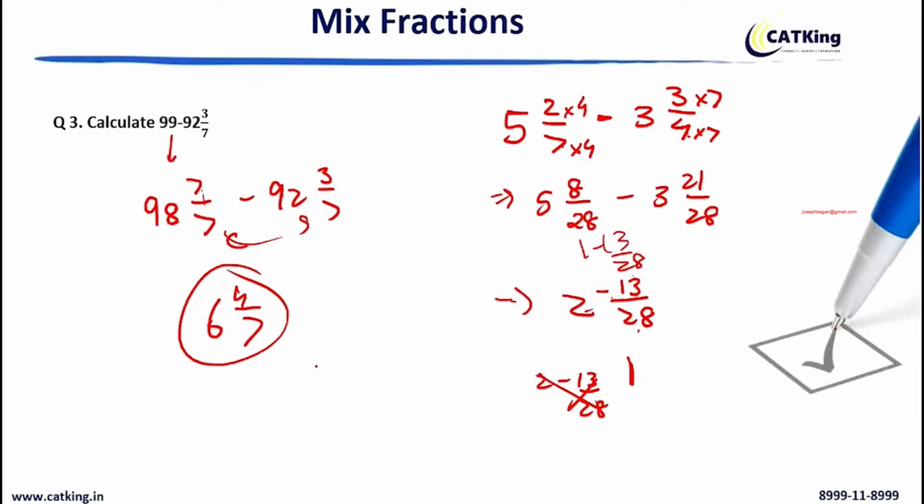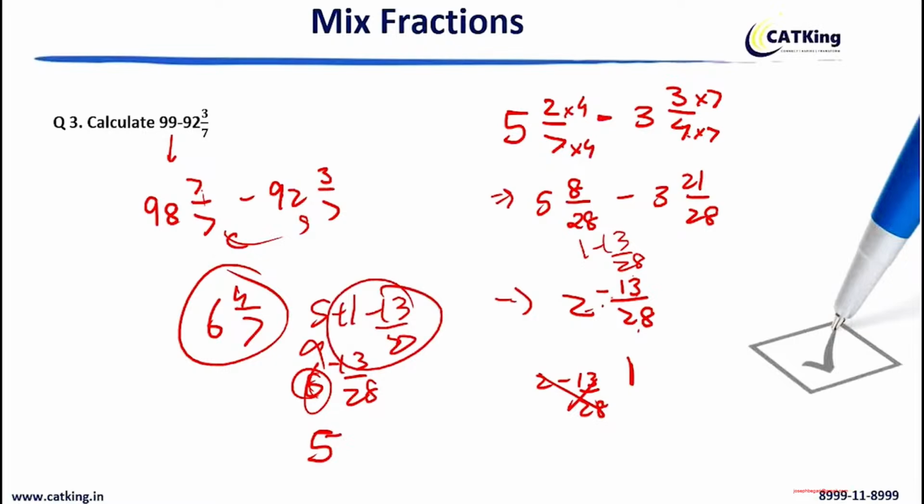Correct? Suppose this would have been 6 minus 13 by 28. Then what would we have done? 5 whole. Because I would have taken 1 from here. I would have written 6 as 5 plus 1. Minus 13 by 28. Correct? So I am writing 1 as 1 plus 1 minus 13 by 28. So this becomes 1 whole 15 by 28.